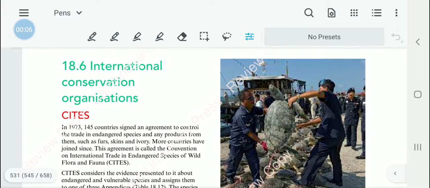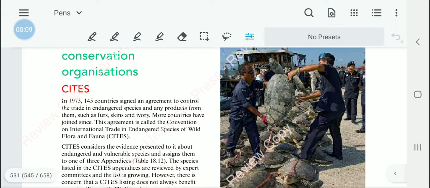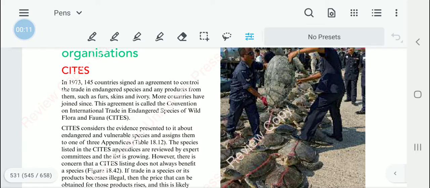There are many different kinds of international conservation organizations. For example, CITES. This was signed between many different countries. Actually, 145 countries came together to agree in principle to control the trade of endangered species and also the products from them. So, for example, fur, skins, and ivory are part of the things that have been banned. So this is international trade in endangered species of wild flora and fauna, CITES.